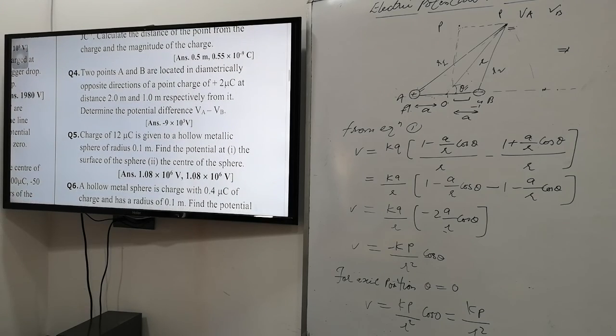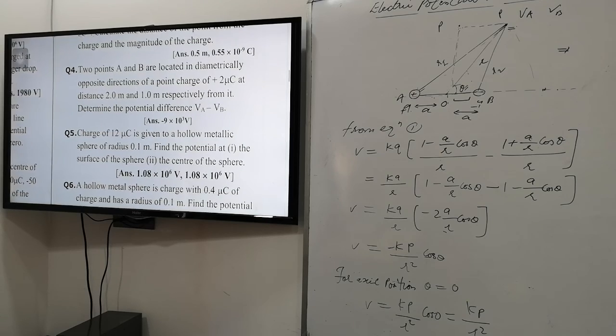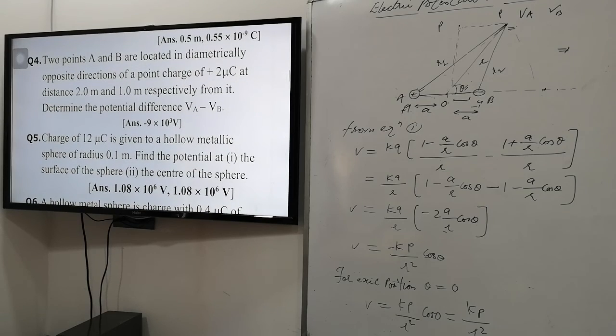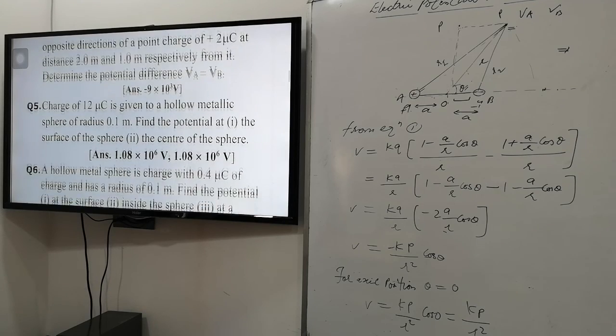Two points A and B are located diametrically opposite in direction of a point charge of plus 2 microcoulomb, at distances 2 meter and 1 meter respectively. Determine the potential difference. As we have derived the situation, the same you have to do. Is that clear? If you can't do it, then I will tell you this. We'll try to solve the question.